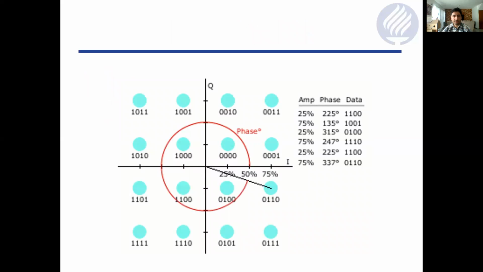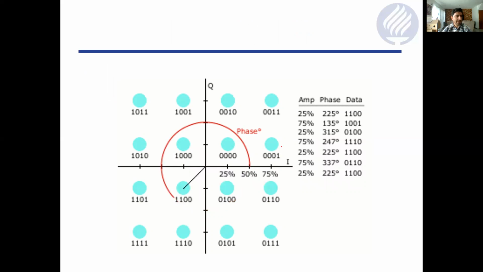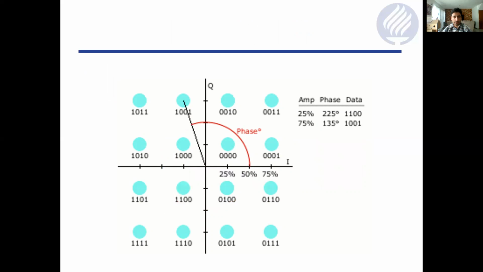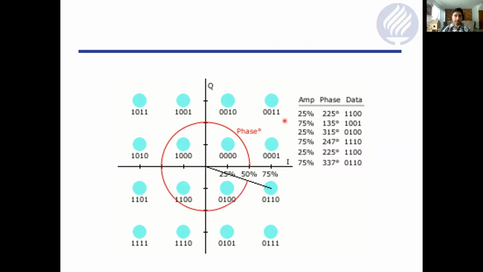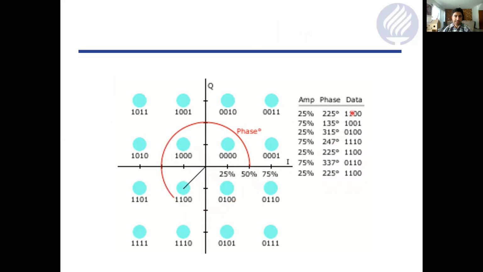So you can see it's showing different levels of amplitude. Let's say this is the power, we're going to 25, 75% of the power, and we're changing the phase, different angles of the phase, in order to represent different information.